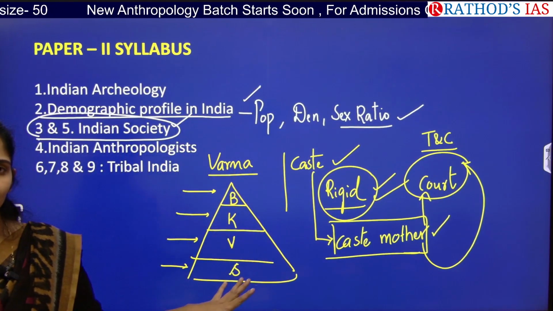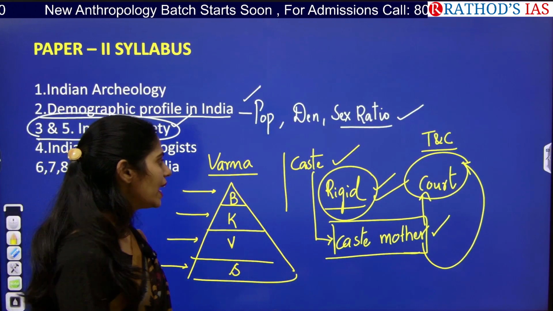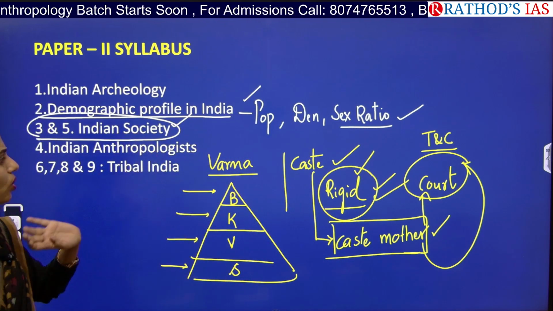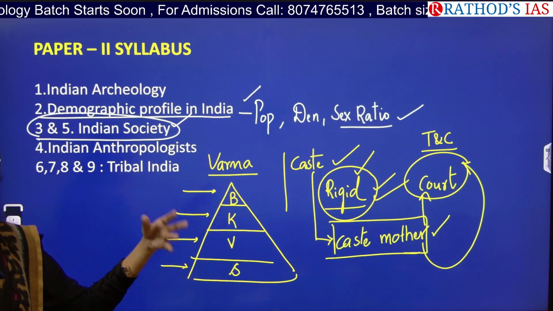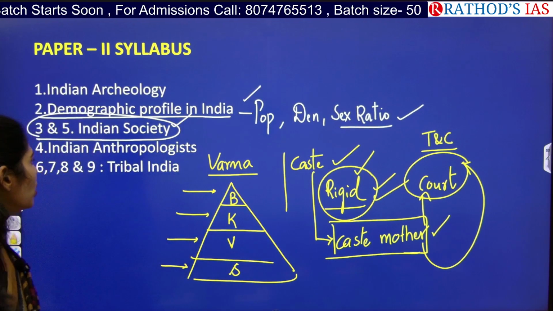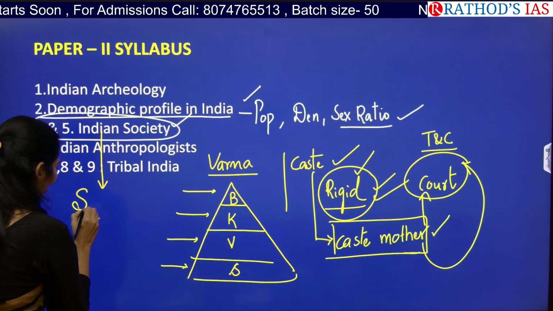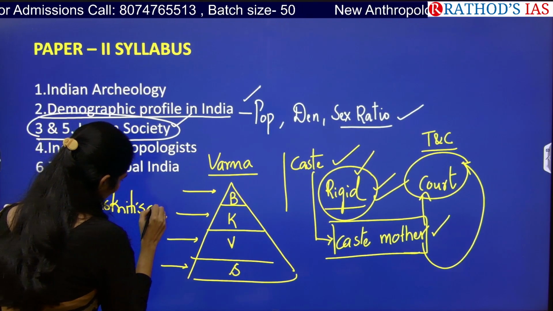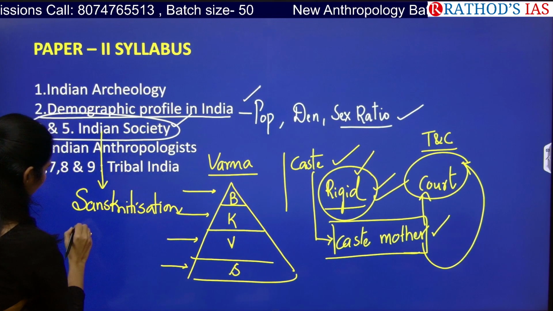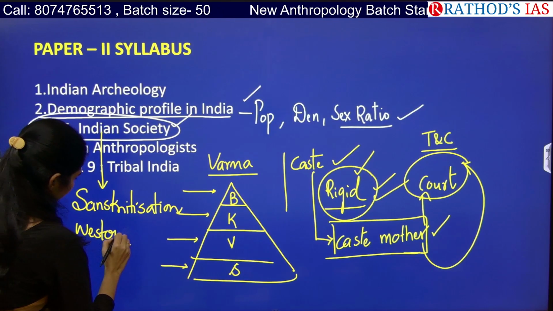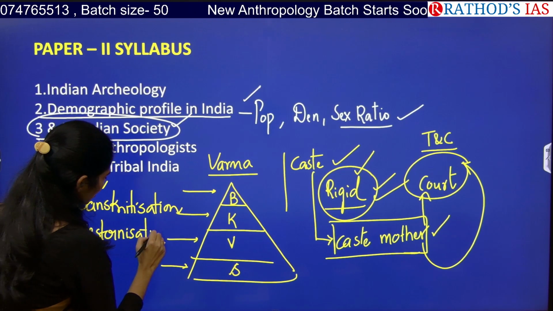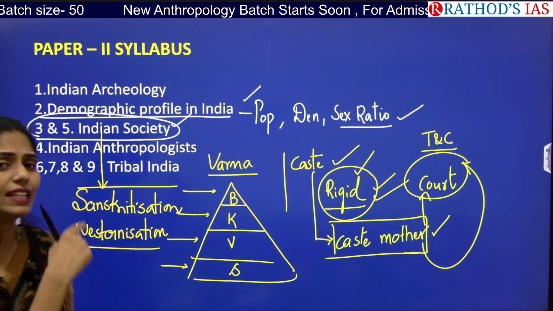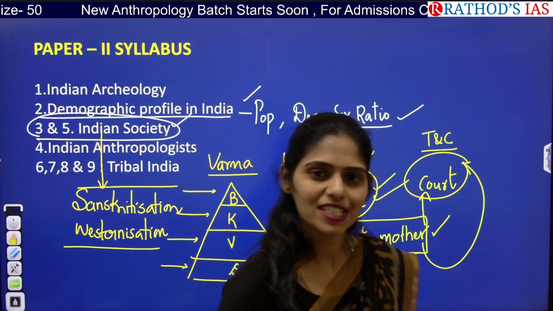But it is a very difficult process in India. So that's why I'm saying the caste is a very rigid concept in India. So here you will be learning about Varna system, caste system, and even a concept called Sanskritization. You will also be studying about Westernization. Sanskritization is nothing but lower caste people imitating high caste people. That is called Sanskritization.